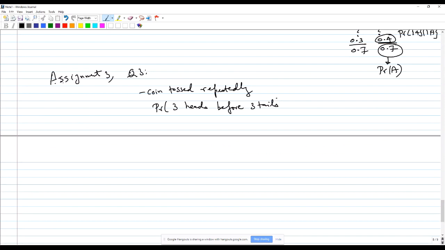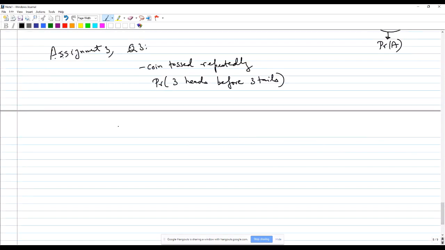Three tails. Okay. So in all these questions, let's try to think of this event. What is this event? 3 heads before 3 tails. Try and include all the possibilities that will satisfy this event.